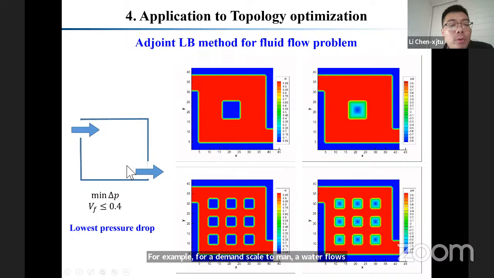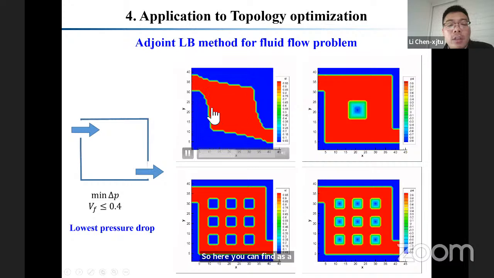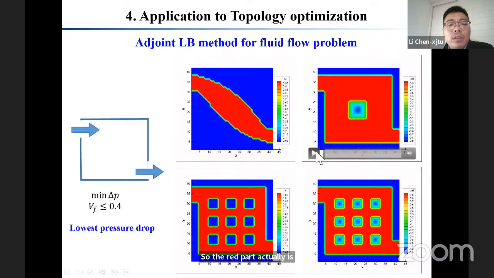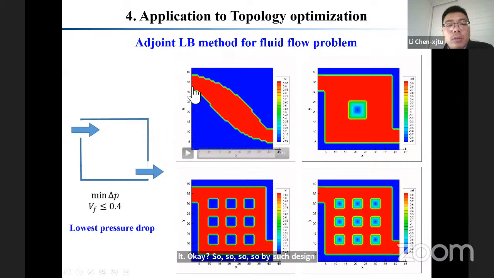And in this domain, the volume of the fluid should be smaller than 0.4. So here you can find the optimized structure we obtained. The red part actually is the channel we obtained. Okay, so by such design, the pressure drop can be minimized.